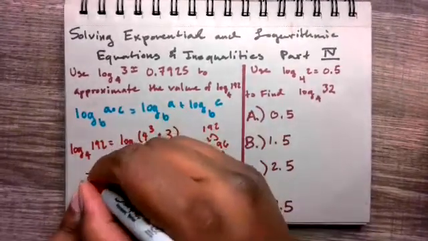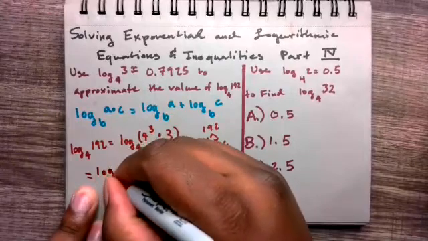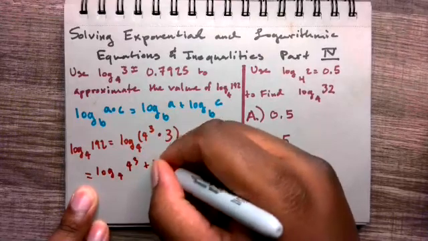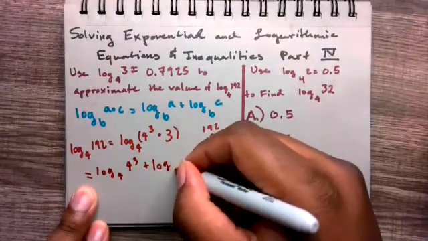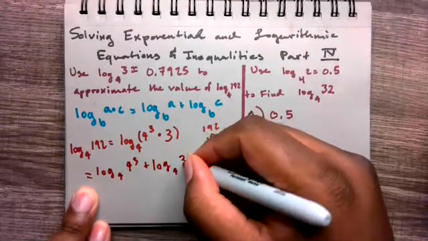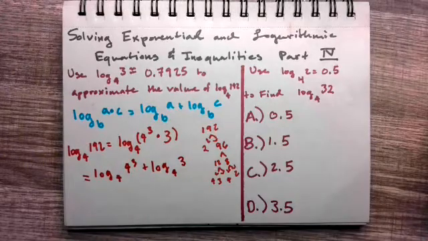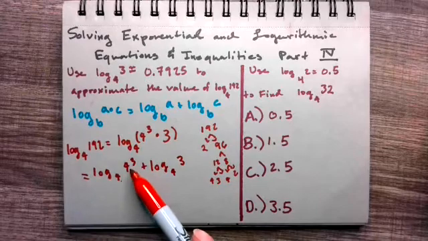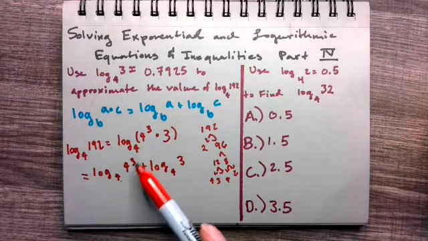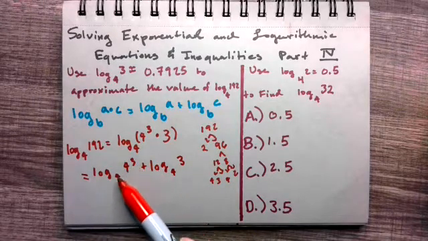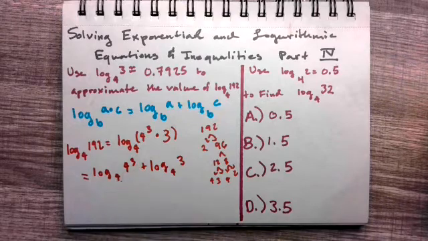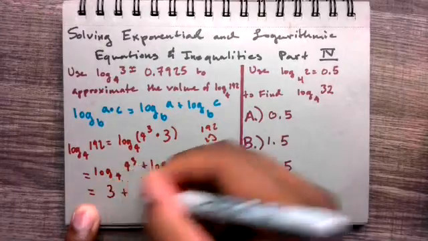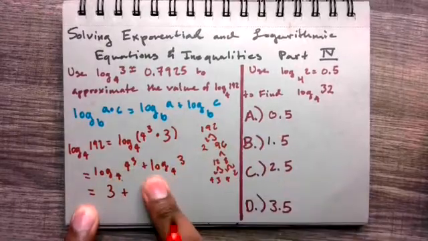And so to do that, I'm going to have log base 4 of 4 cubed plus log base 4 of 3. Well, the beautiful thing about this is since I have base 4 and I have 4, the exponent is what I'm trying to find the product of. These 4's basically cancel, and I'm left with 3. So you end up with 3 plus log base 4 of 3.